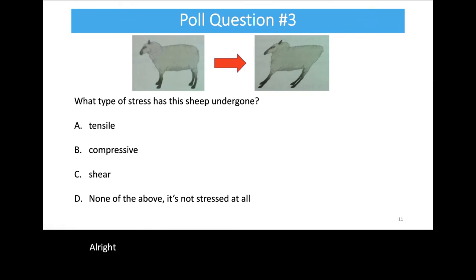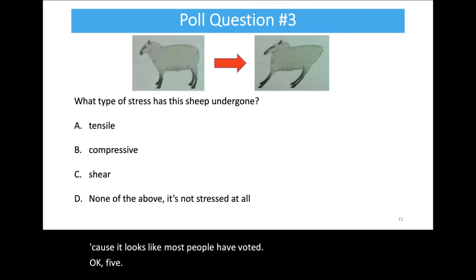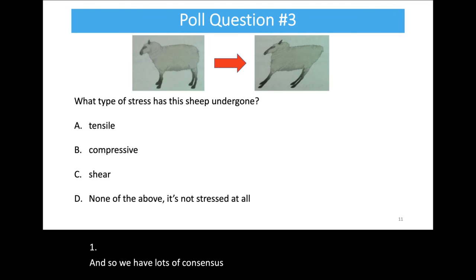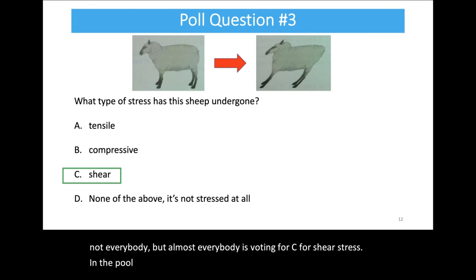All right, I think we're going to do 10 more seconds on this one because it looks like most people have voted. Okay, 5, 4, 3, 2, 1. And so we have lots of consensus here. Almost everybody is voting for C, for shear stress. We'll end the poll. And that is correct.